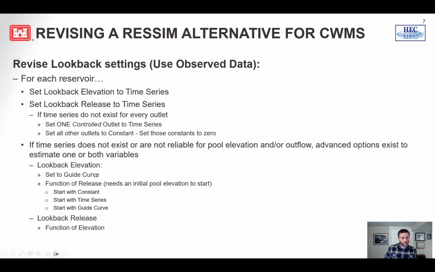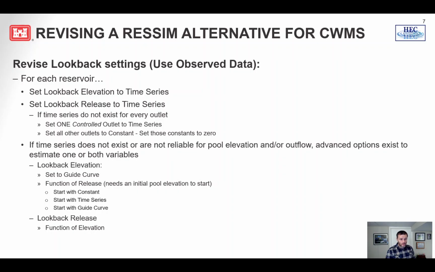If you're looking at lookback elevation, you can set it just to guide curve, so it follows a guide curve when it's doing its lookback, which is a little more representative of what you would expect to see from the reservoir. It could also be a reverse calculation based upon a release. If all you get is release from the entity operating that project, you can do a function of release, and all you need to give it is the initial start of the lookback. Either it's a constant value, maybe a time series, or maybe a guide curve. Just use guide curve to start with, and it can do a synthetic lookback for the elevation.